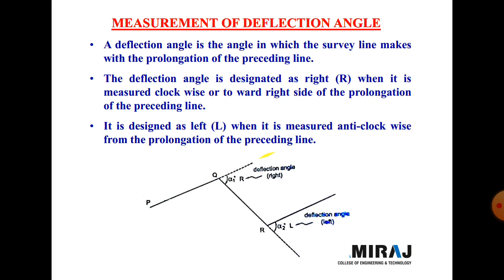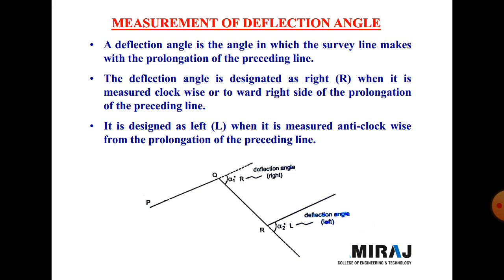So here this dotted line is the preceding line, and with respect to the preceding line we measure the angle of the other line, which is deflected. So this angle is called a deflection angle. Clear? Similarly, this line Q2R is prolonged in the forward direction, but the line is turned in this direction. So here the prolonged line and the original line make the deflection angle, designated as left L or right R.